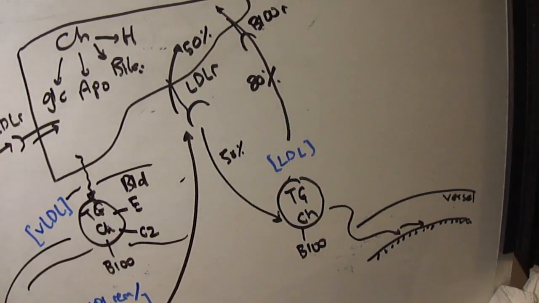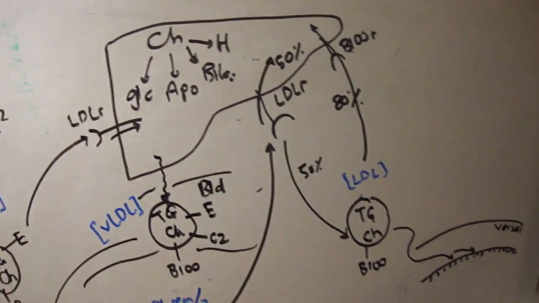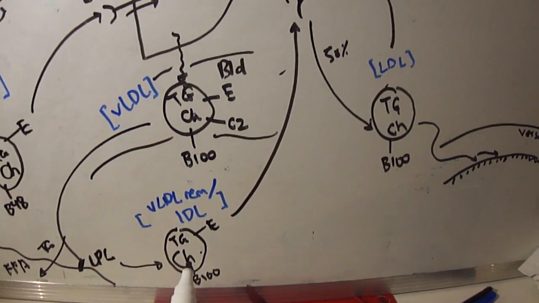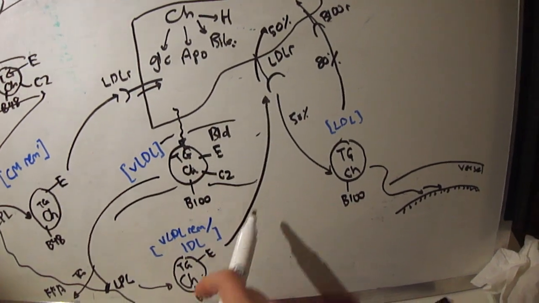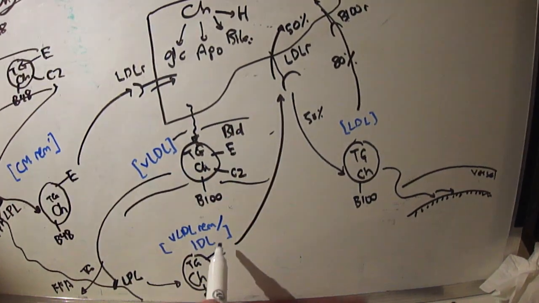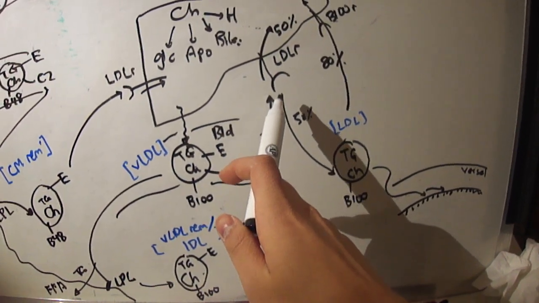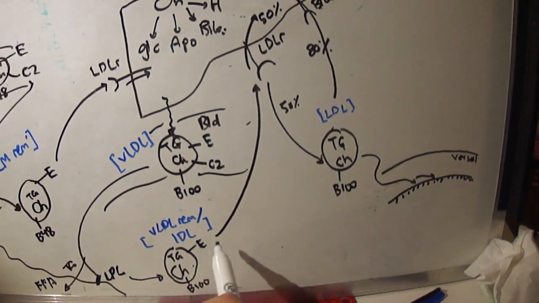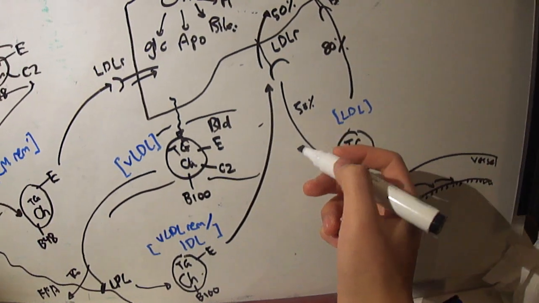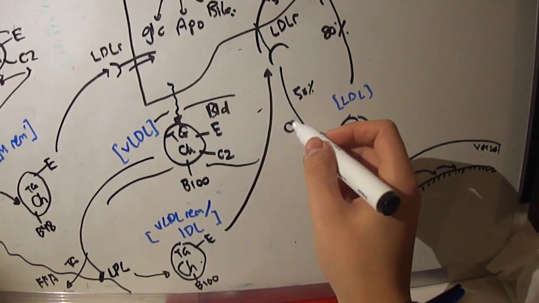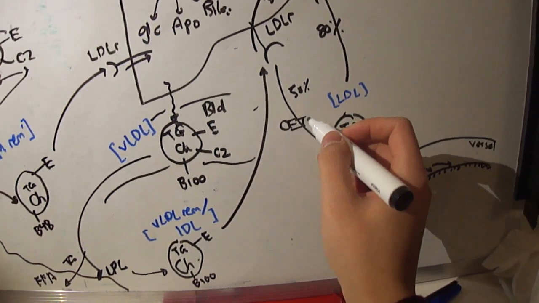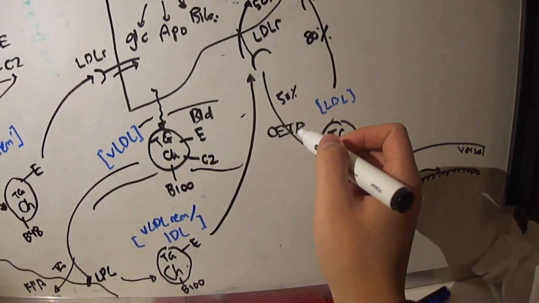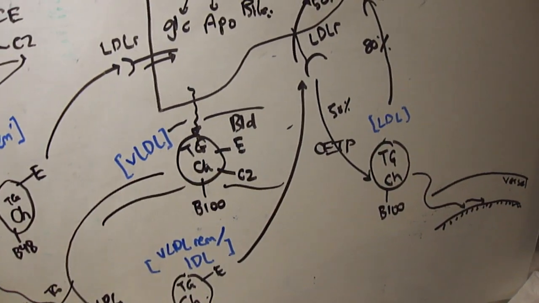Now it's important to note here that, let's go back to the IDL. So half of the IDL was absorbed by the liver, and then half of that was then transformed into the LDL. And this transformation occurred via an enzyme called CETP, cholesterol ester transfer protein.